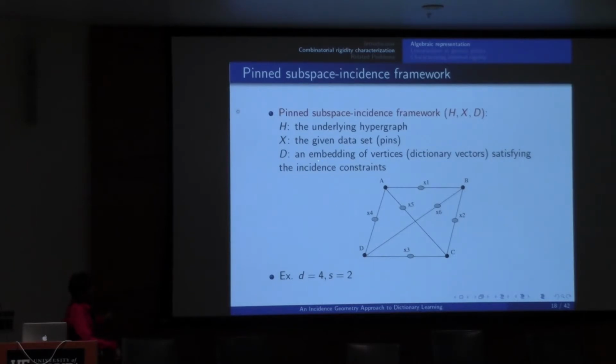So you can think of, again, this is just writing the framework. It's called a pin subspace incidence framework, which is a purely combinatorial object. These are the pins. These are the data points. Sorry, the pins are the data points. These are the dictionary vectors, and this is the hypergraph. So you can think of this as the given set of pins and so forth. This we already did. I don't know, this is a misplaced slide.